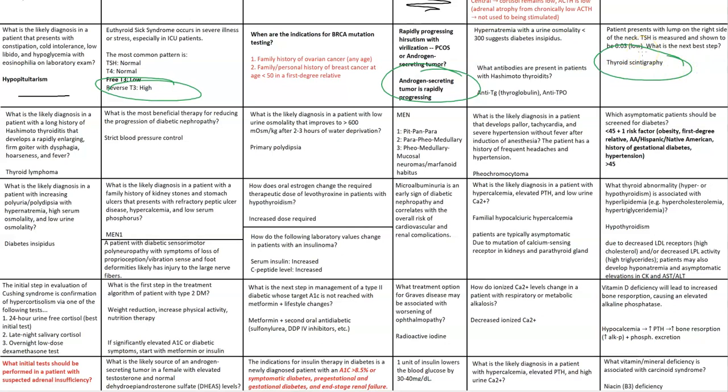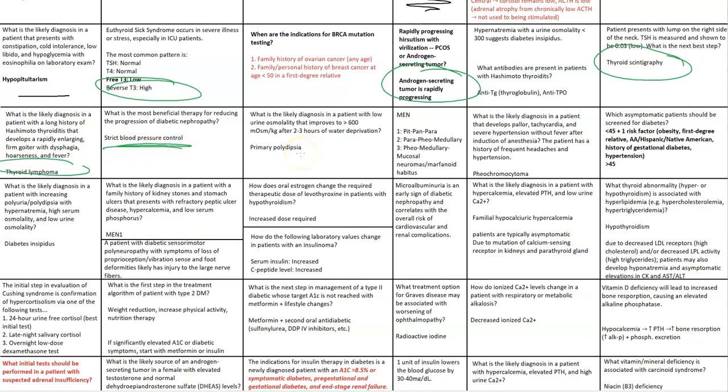What is the most likely diagnosis in a patient with a long history of Hashimoto thyroiditis that develops a rapidly enlarging firm goiter with dysphagia, hoarseness, and fever? That's going to be thyroid lymphoma. What is the most likely beneficial therapy for reducing the progression of diabetic nephropathy? That's going to be strict blood pressure control.